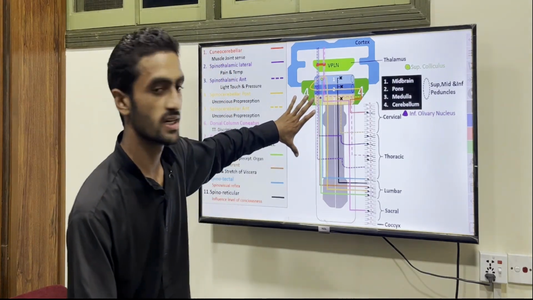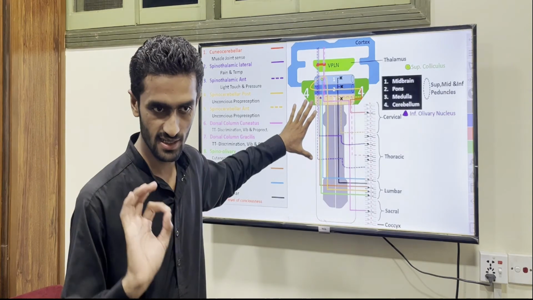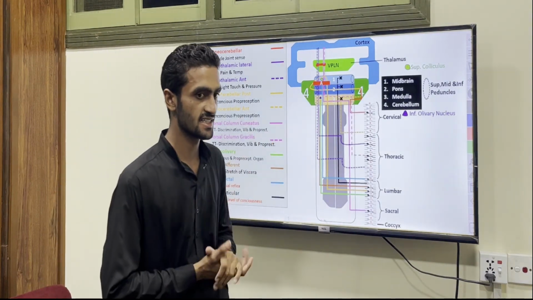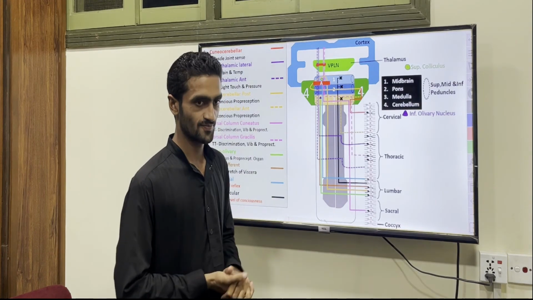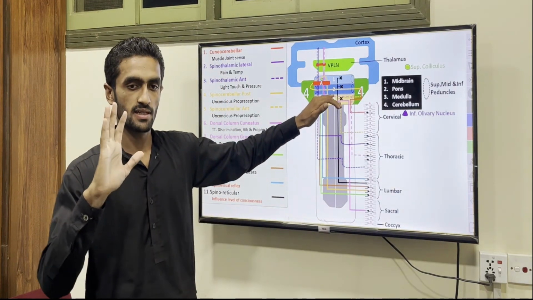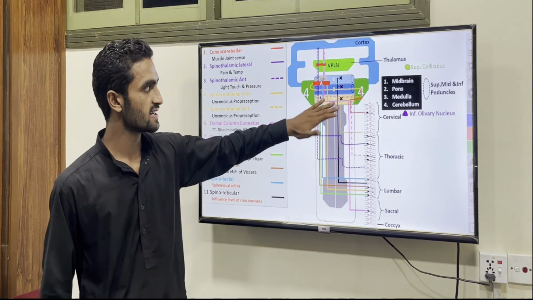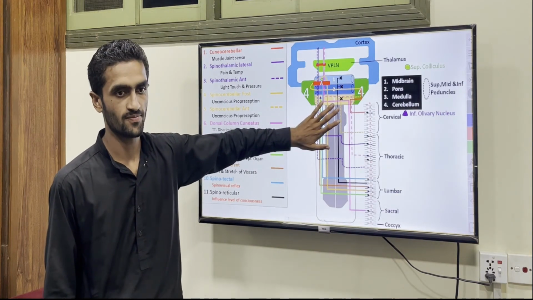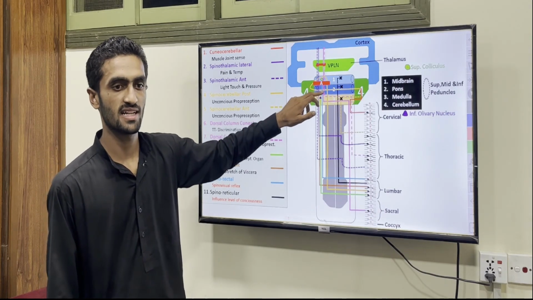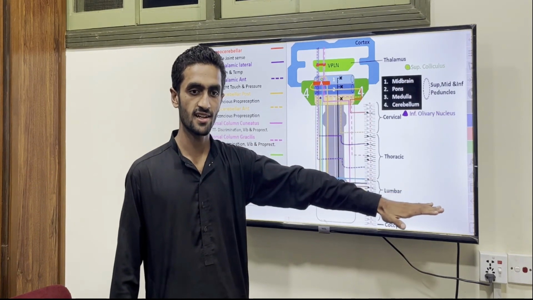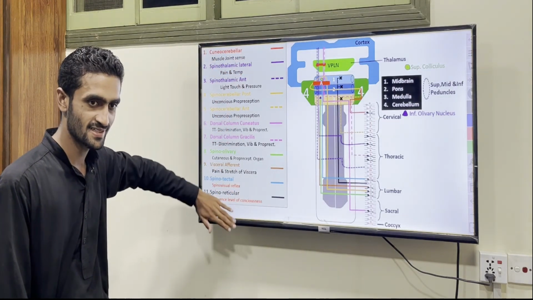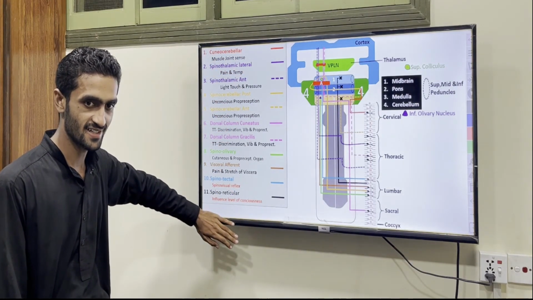Now you can define the lesion. If there is a lesion at this level, what can you lose? Muscle joint sense and the other functions. Just remember, contralateral or ipsilateral, define it first. Because it's above the medulla, the losses will be contralateral. So all these sensations are going to be lost contralaterally.